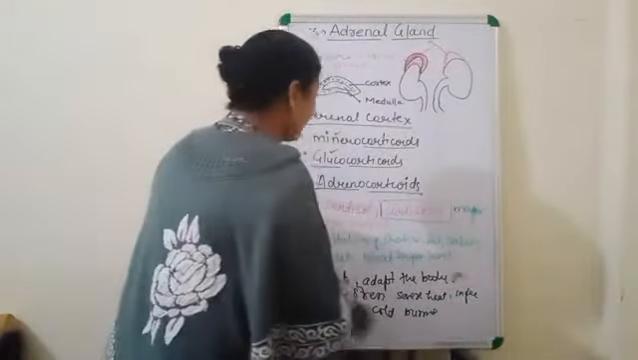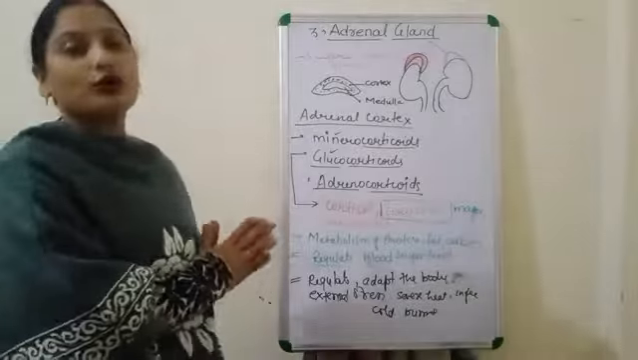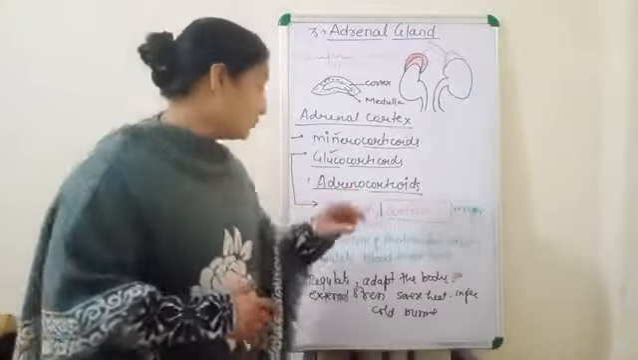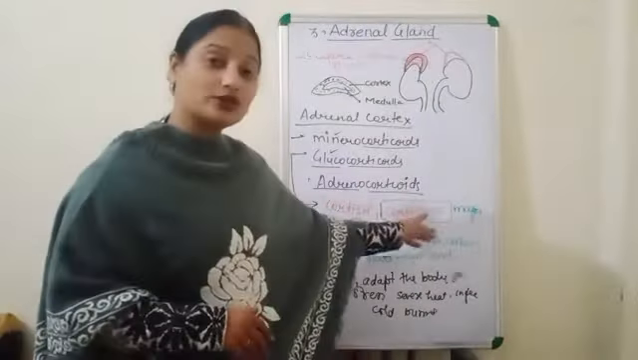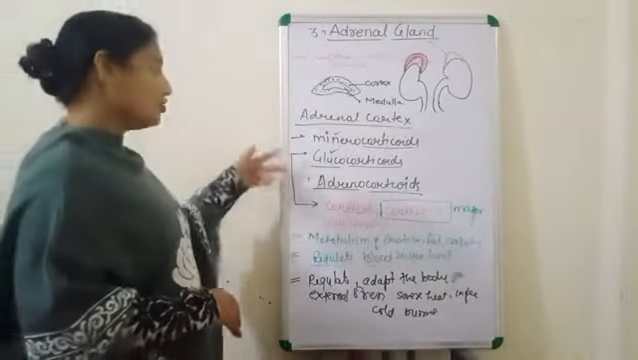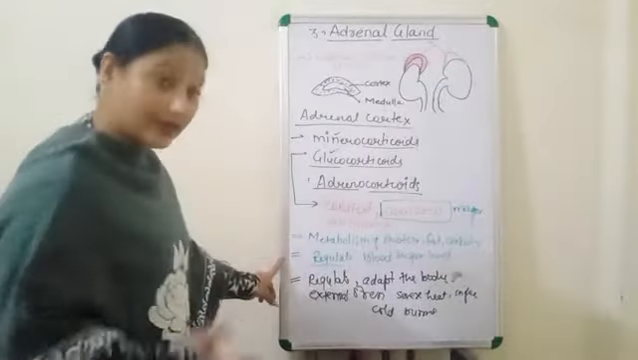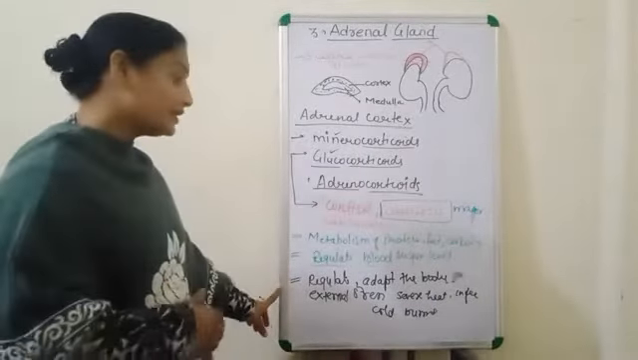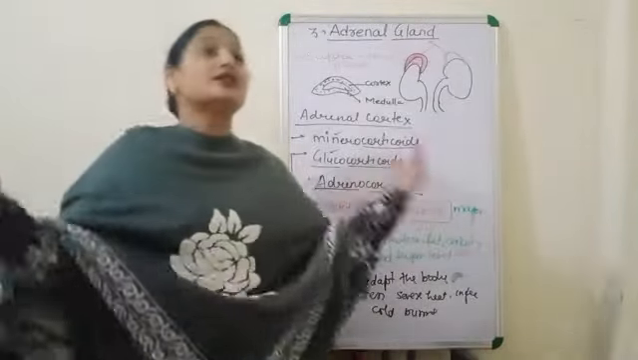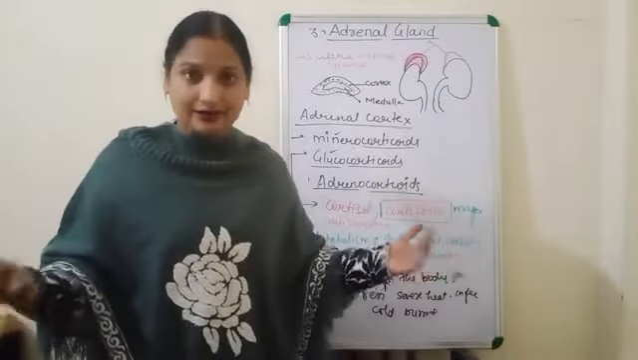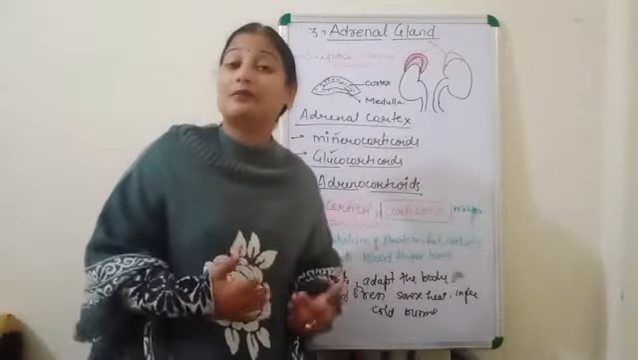Once again children, glucocorticoid is made up of 3 hormones: cortisol, cortisone and corticosterone. Out of that, cortisone is the major hormone, and the function of the glucocorticoid is to metabolize protein, fat and carbohydrate, to regulate the sugar level, as well as to adapt the body to external stress, so that if the temperature outside the body, that is in the environment, changes, then our body should be able to adapt to that.